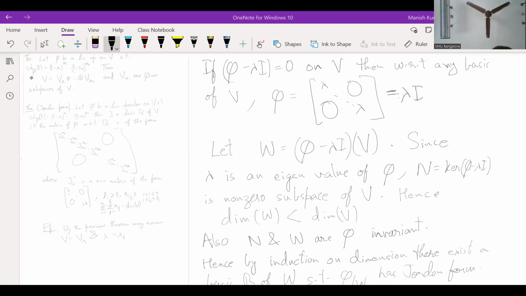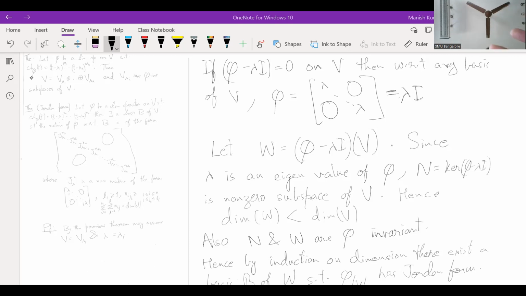So we get that W is in fact a proper subspace of V, because phi minus lambda I has a kernel, so the dimension of W can't be the whole of V. It's not a bijection. So the dimension of W is strictly less than the dimension of V. Now we will use induction on the dimension of V.